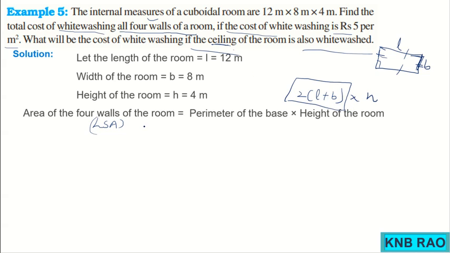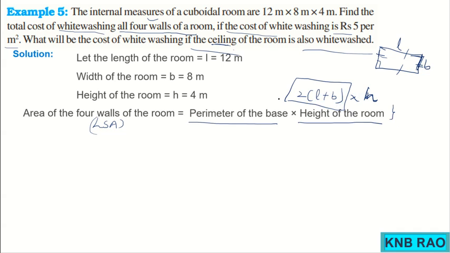Remember, the LSA of any prism is remembered as the perimeter of the base into the corresponding height. So we will be remembering like this. The lateral surface area of a cuboid is 2 times of (L plus B) into height, and 2 times of (L plus B) is the perimeter of the base shaped rectangle of length L and breadth B, whose perimeter is 2 times of (L plus B) only. So we remember like this.